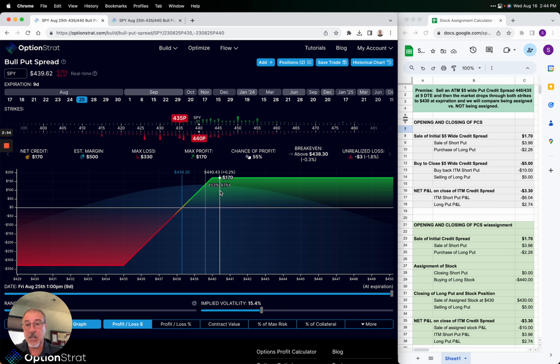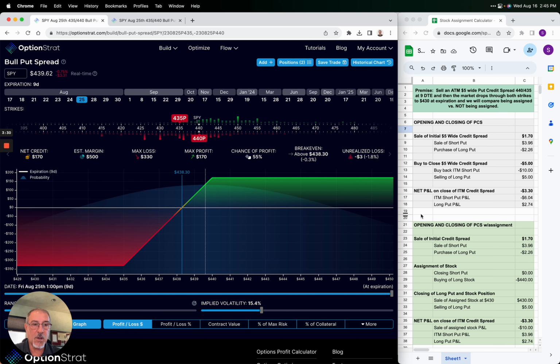Today's discussion is going to assume the worst case scenario, which is where our entire spread gets run through. So in the case of a spread, if the price drops down here to 430, what's going to happen at expiration is we are going to have to buy to close this spread, and we're going to buy back our in-the-money short put. We're going to have to buy that back at $10 because, of course, we're selling the 440 put and the market's going to close at 430.